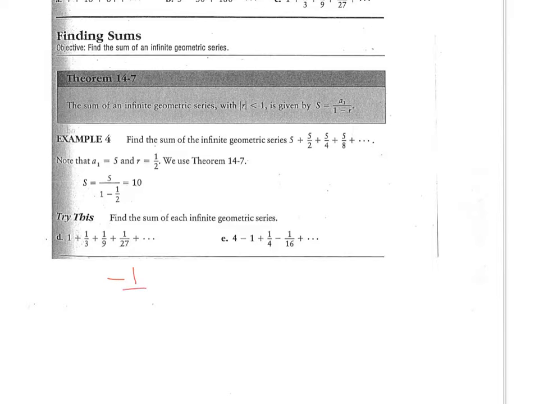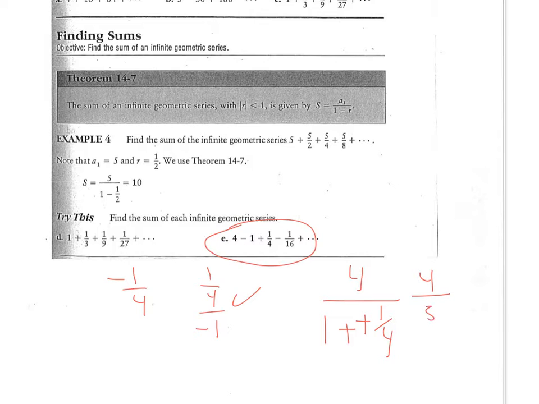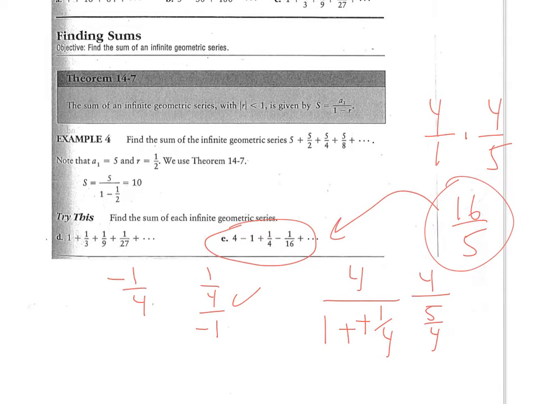So how about this next one? -1 over 4 is a common ratio of -1/4, as 1/4 over -1. Also -1/4 it is, so that will converge. So my first term is 4. My common ratio is -1/4. So 1 minus the common ratio in the denominator. That becomes 4 over 5 over 4. Remember what I'm doing: 4 over 4 plus 1 over 4 is 5 over 4. So 4 over 1 times 4 over 5 works out to be 16 over 5, which is what that series will converge to.